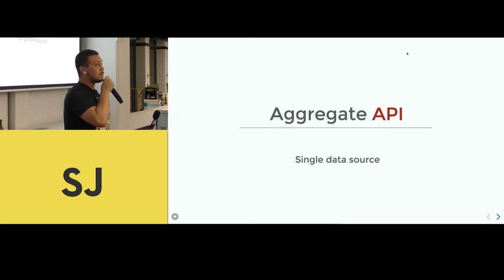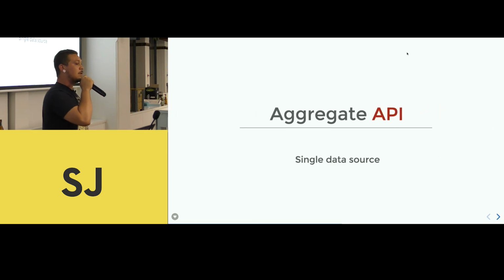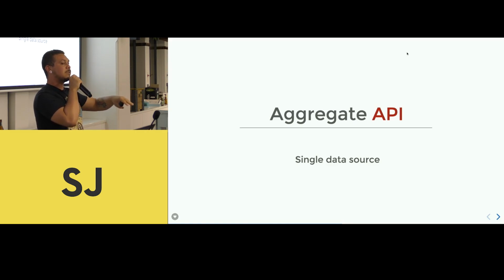And we came up with the idea, okay, let's create an API. So instead of doing all those calls, we create a single data source, and that application just goes directly to that API, which does all the job. We already have everything stored. So now I'll explain a little bit of one of the microservices that we call the aggregate API.